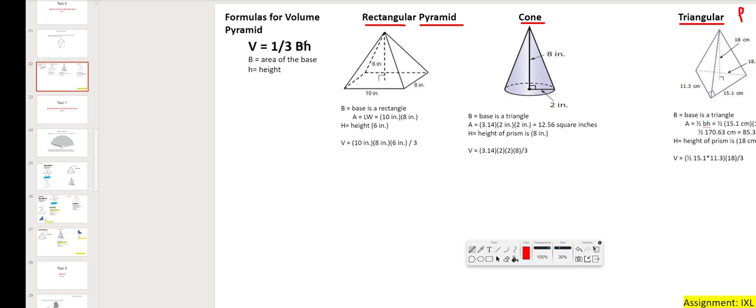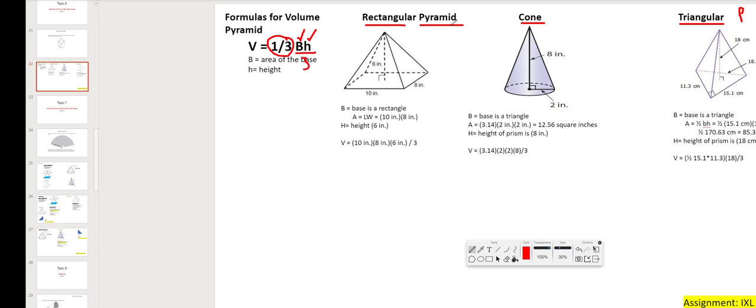So again, how the formula changes for this one is that you still have to do area of the base, that's the big B, multiply by the height, but then you have to divide by 3. Okay, that's why you have 1/3. So area of the base times the height, and you're going to divide it by 3.